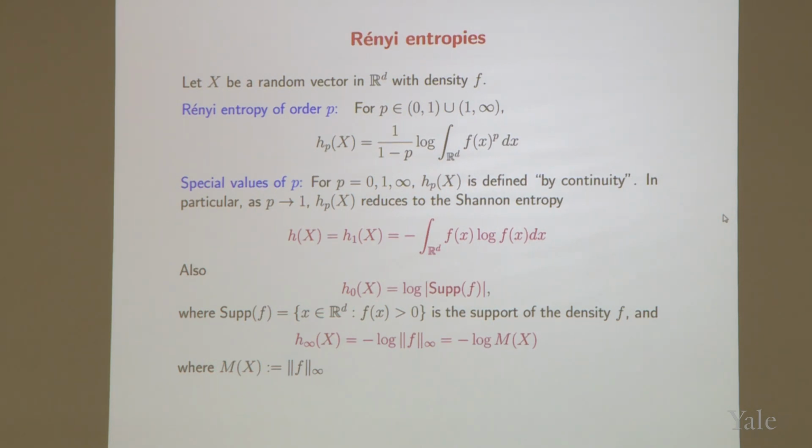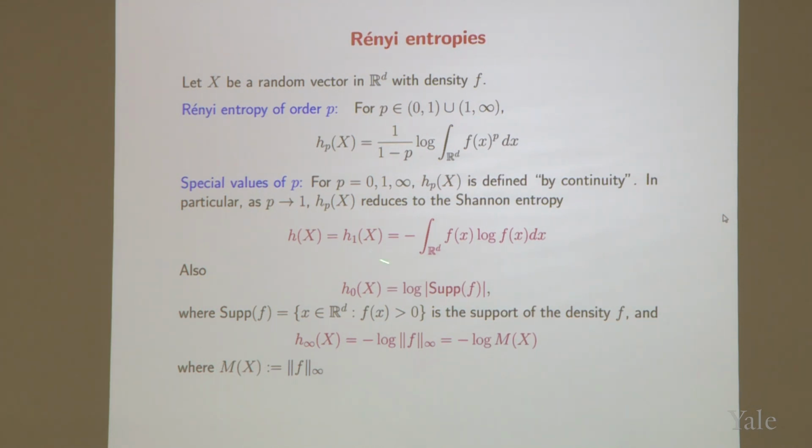So I'll start by defining the notion of Renyi entropies. Let's say X is a random vector in R^d with some density f. Then we have a class of entropies, different measures of the amount of randomness in this random variable, which are defined in this fashion. I'm going to focus on the continuous case. I won't bother to say differential entropy each time, but that's really what I'm talking about. There are three special values that are perhaps of most interest, which are the cases when this index p goes to 0, 1, or infinity.